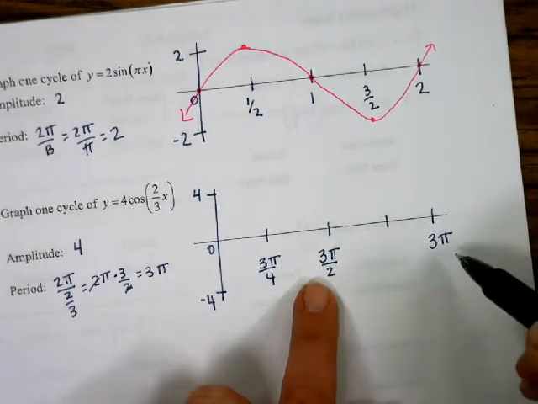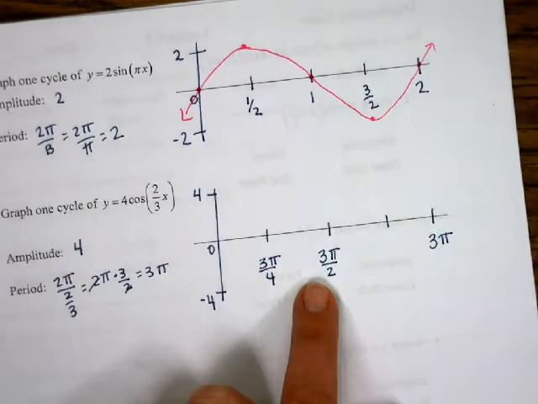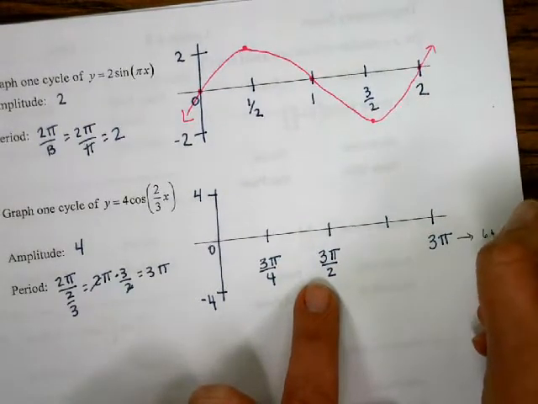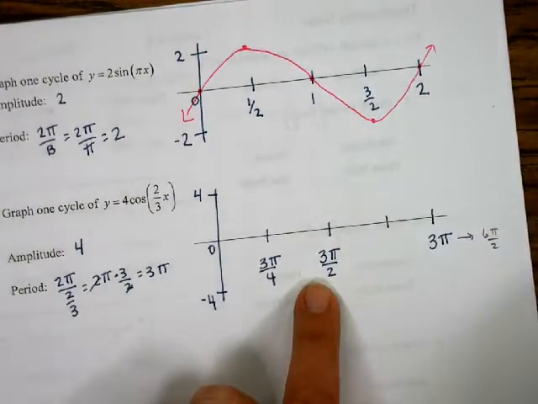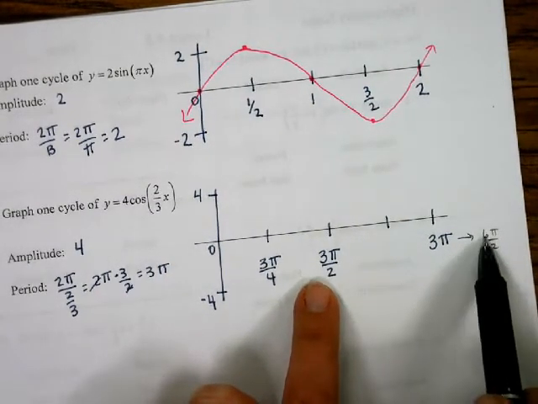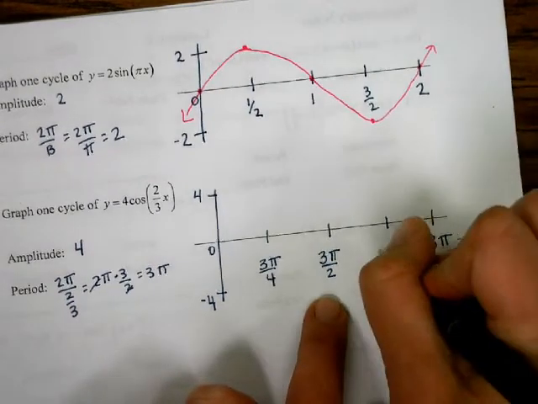Alright, now this one gets a little bit trickier. I'm going to add these two guys together. That's 6 pi over 2. Okay, 3 plus 6 is 9. Either cut it in half or double the bottom, so this guy is 9 pi over 4.